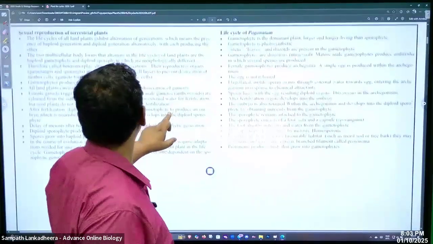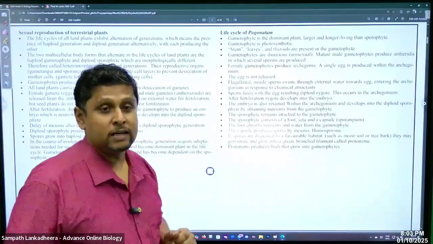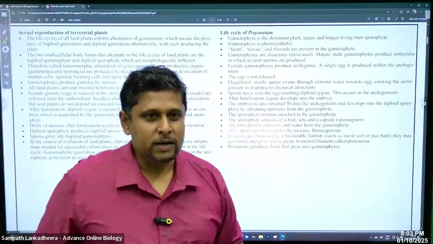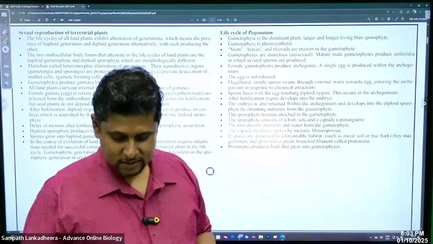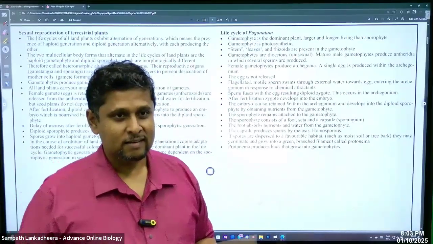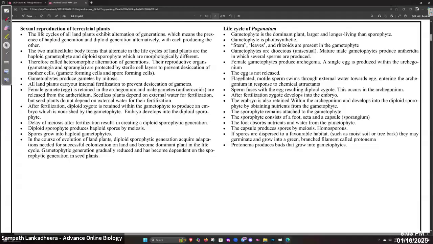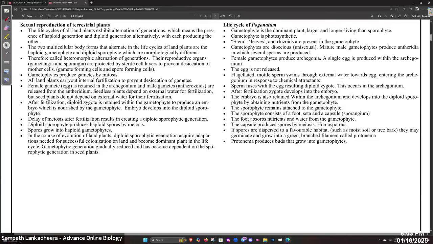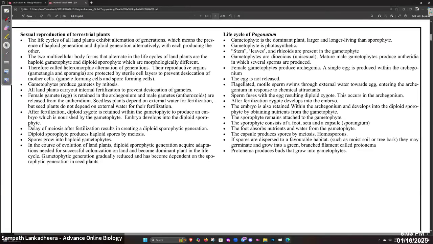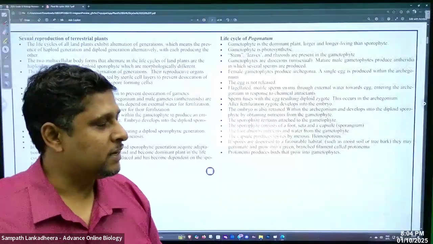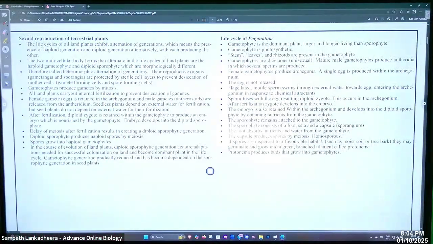General life cycle of plants: sexual reproduction of terrestrial plants. The life cycle of land plants exhibits alternation of generation. So what is this alternation of generation?